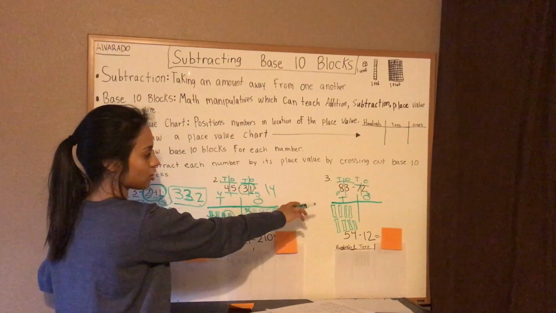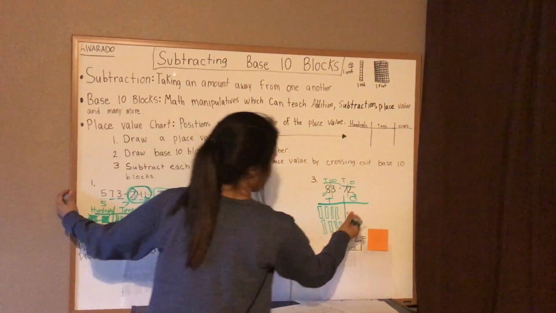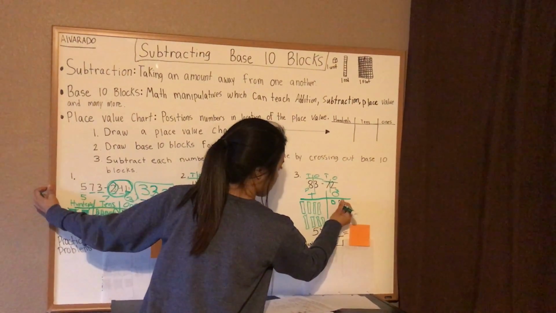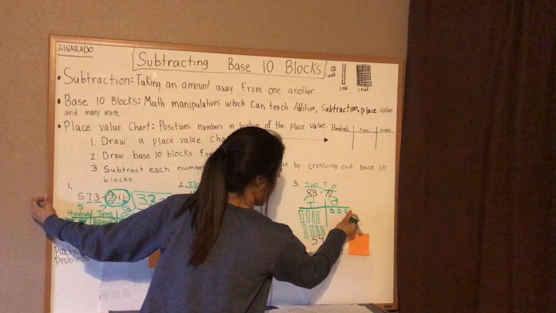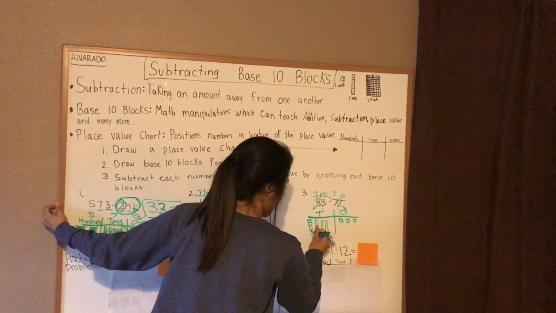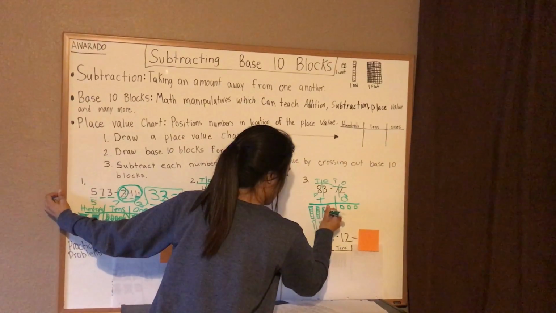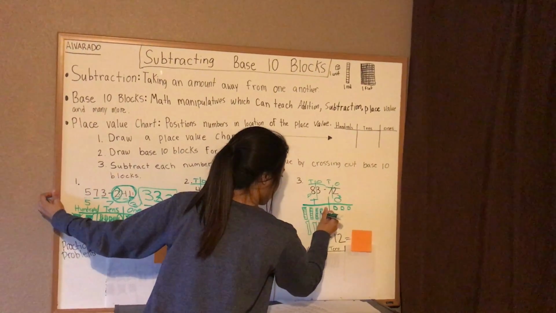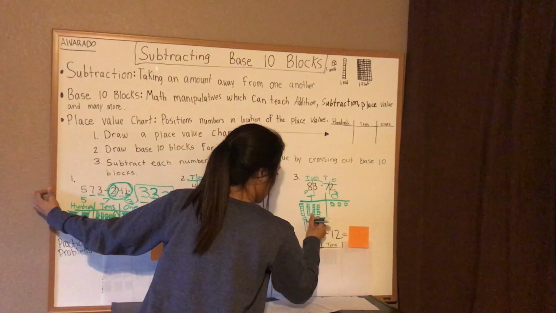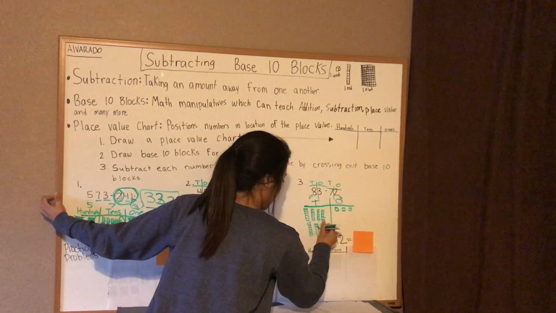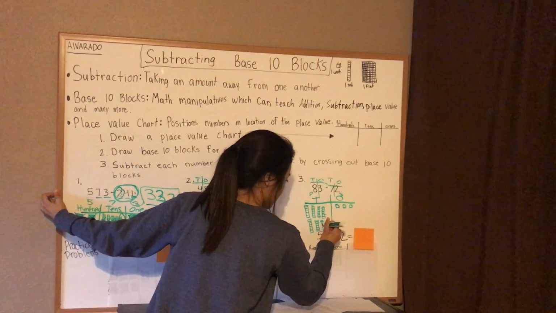Now we're going to go ahead and draw 3 units. So 1, 2, 3. And I'm just finishing these rods off just so y'all make sure. They're not perfect, but there's something so y'all understand.